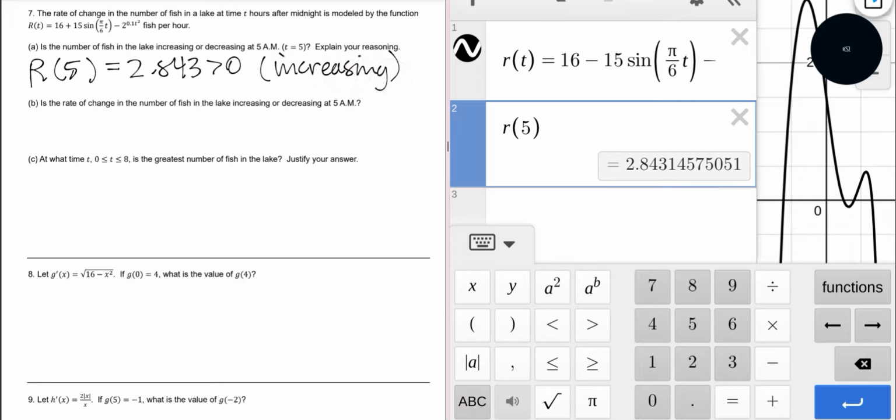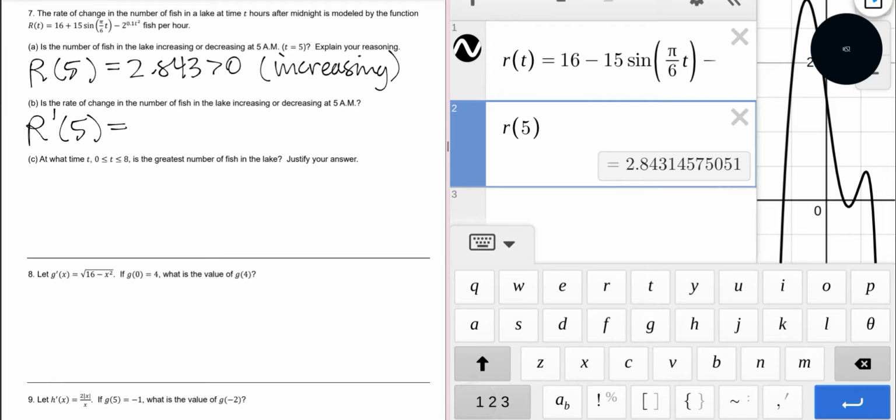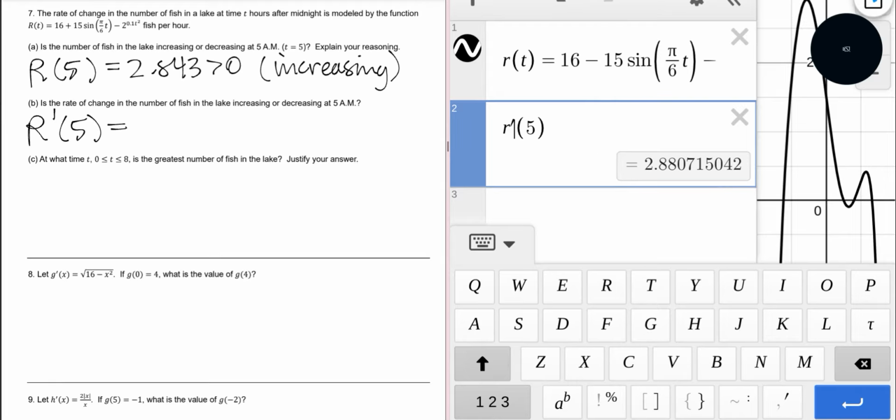Okay, then is the rate of change in the number of fish in the lake increasing or decreasing? Is the rate increasing or decreasing? R is the rate. So r prime of 5 is going to equal, I'm just going to go in here and add an apostrophe and get 2.881, which is greater than 0, and so I'm going to say increasing.